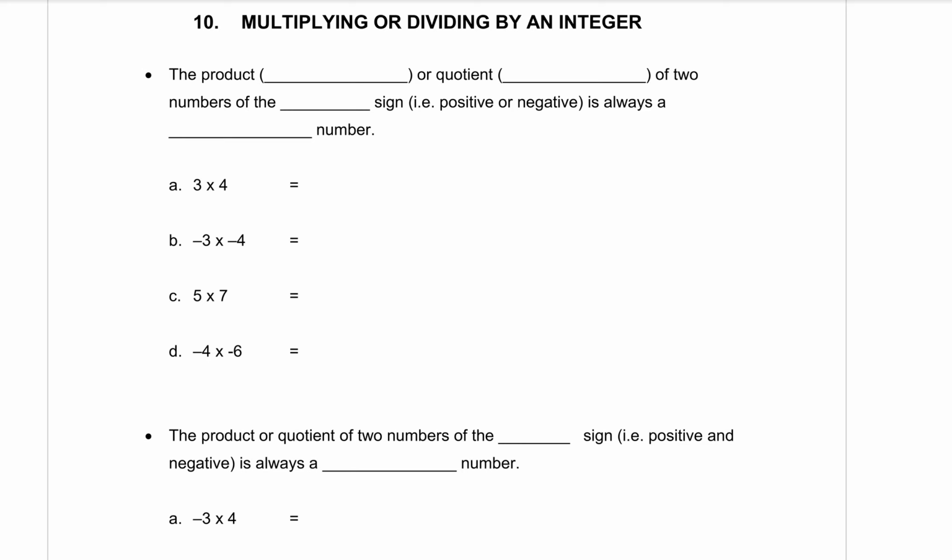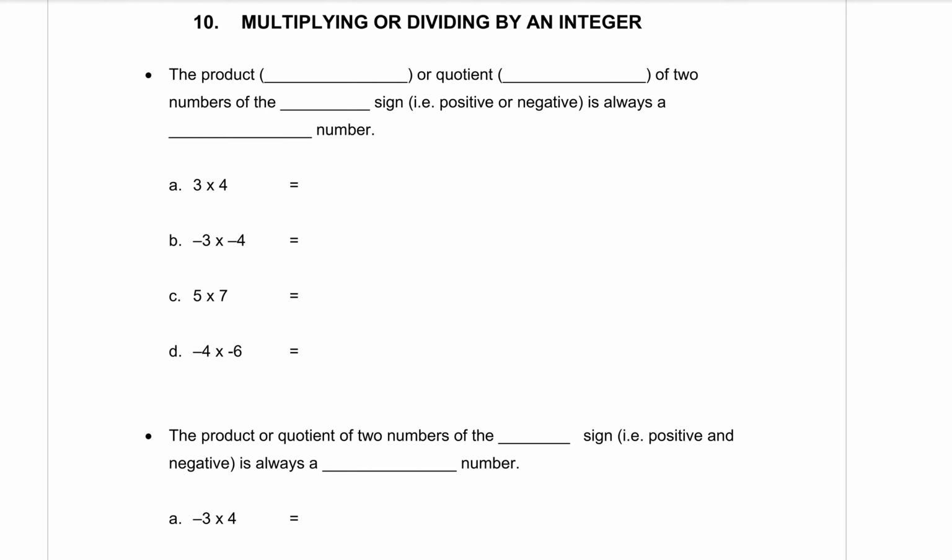So last lesson, and a few lessons before that, we were focusing on adding and subtracting integers. And we learnt that when we had two signs next to each other, they changed. A plus and a minus sign next to each other became a minus, and two minus signs next to each other became a plus. Okay? Now we're going to do multiplying and dividing by an integer.